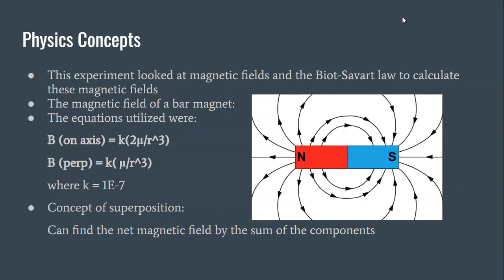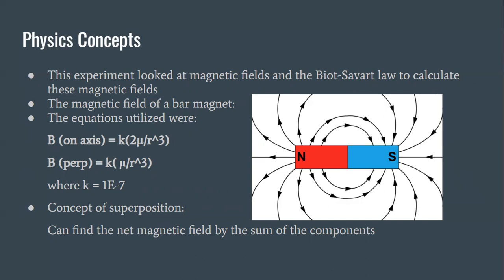Some of the main physics concepts studied in this lab were magnetic fields and the Biot-Savart law to calculate these magnetic fields. The magnetic field of a bar magnet looks something like this. It's going out from the north end and going into the south end, and it has this circular motion. The equations for the magnetic field on axis and perpendicular are given here, and you can see that the on-axis magnetic field is twice as large as the perpendicular one.